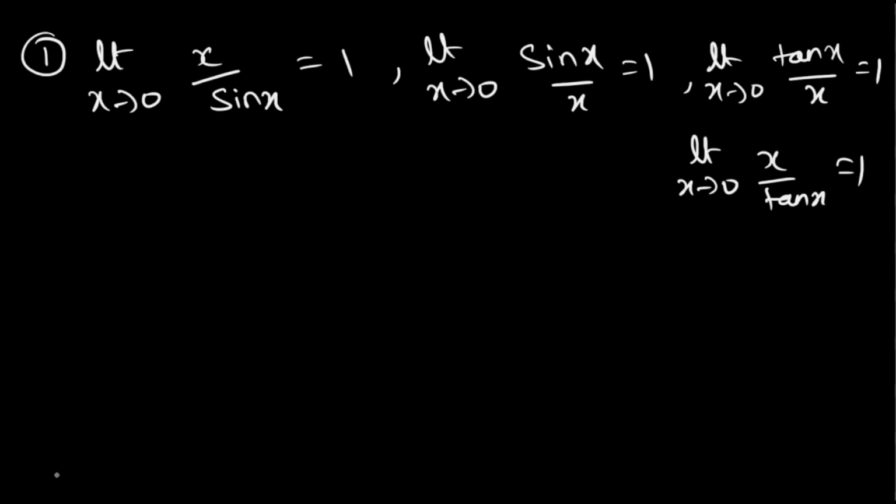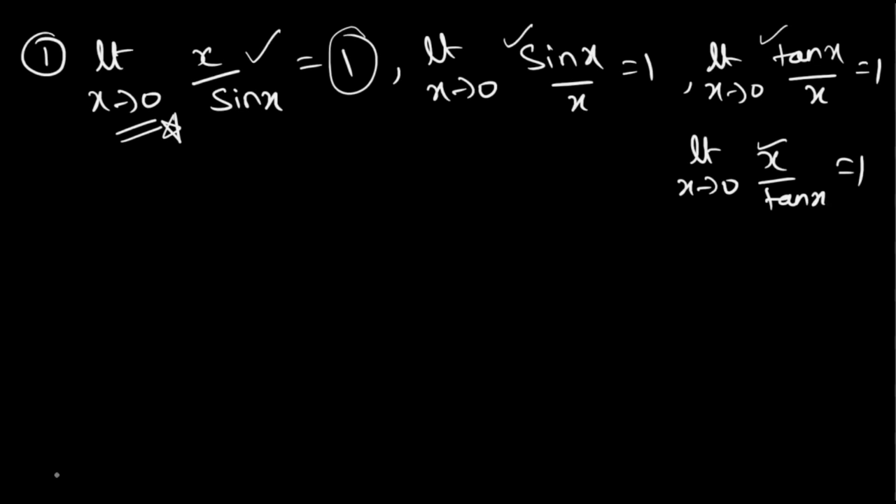These are the set of formulas when limit x tends to 0, whether it's x by sin x, sin x by x, tan x by x or x by tan x, the answer is 1. So for this limit x tends to 0, in any form, the final answer is 1, and this will work only when limit x tends to 0. So we can use this result, and if this comes in any product of the existing problem, we can use this and directly write down the answer.